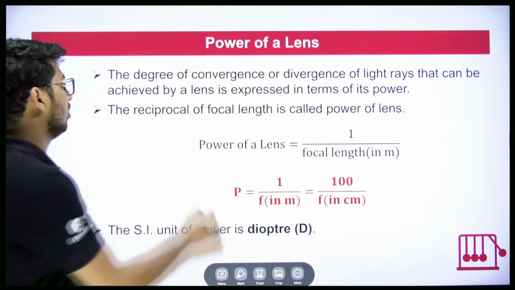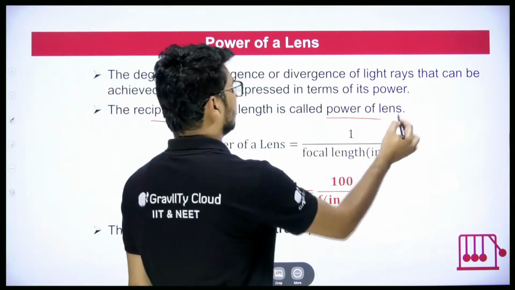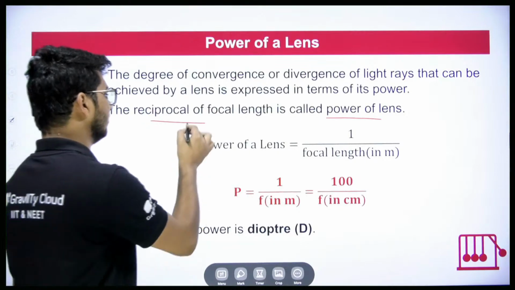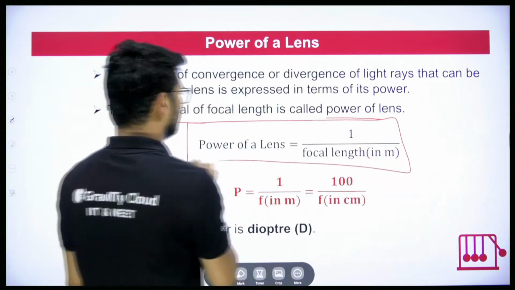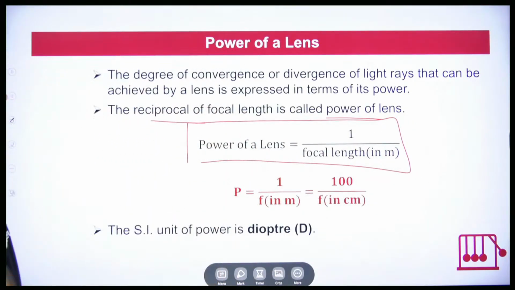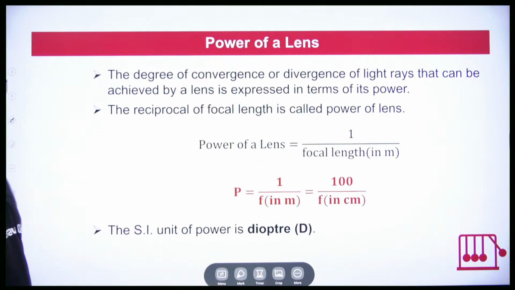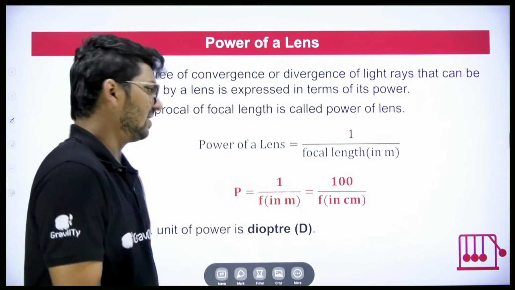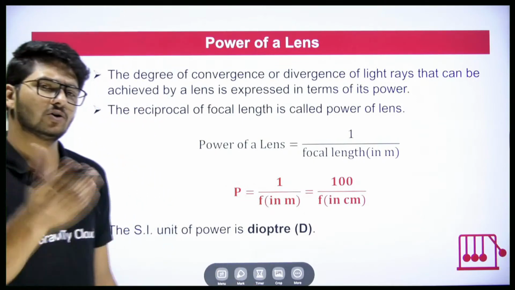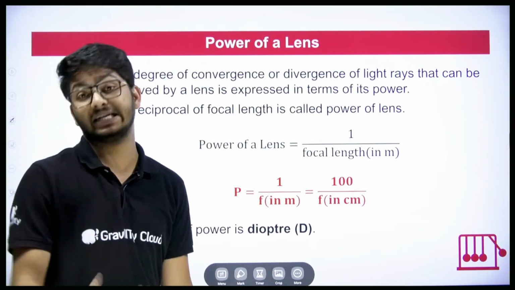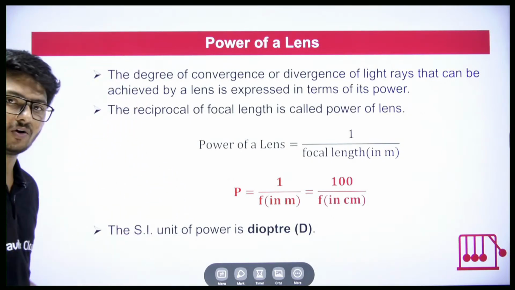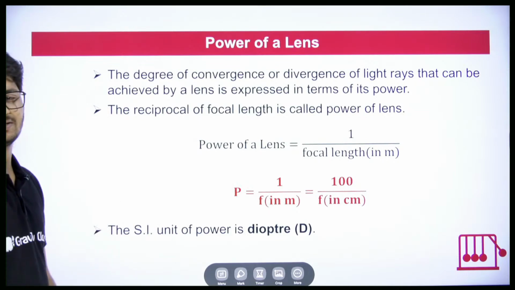So the reciprocal of focal length is called power of lens. That's it. Straightforward definition. This is the definition, by the way. Power of a lens is the reciprocal of what? Focal length. Now generally, focal length can have any units, and most of the questions that we come across will be in centimeter. So depending on the units of focal length, the formula slightly changes.